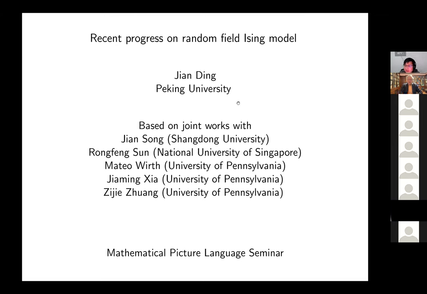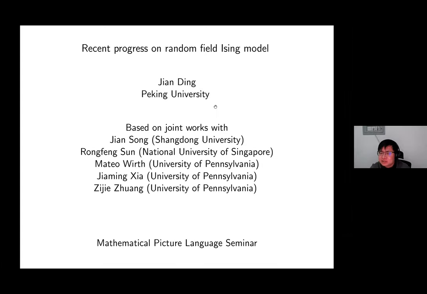It's a pleasure that I have this chance to report some recent progress on the random field Ising model. I see at least two real experts in the audience. This is based on joint works with Jian Song from Shandong University, Rongfeng Sun from National University of Singapore, Mateo Wirth, Jiaming Xia, and Zijie Zhuang. They were, or they are, graduate students at the University of Pennsylvania.